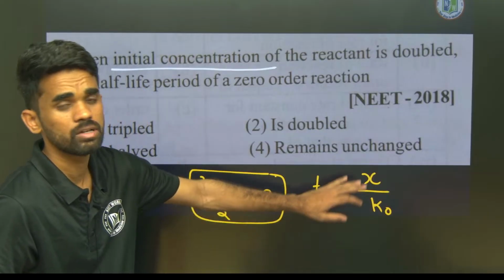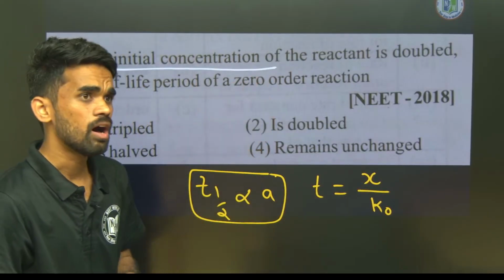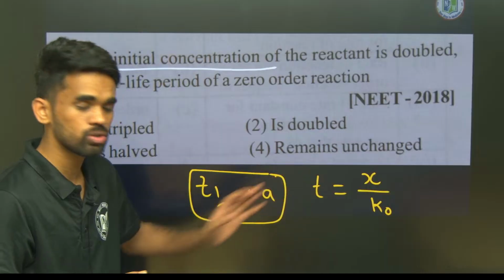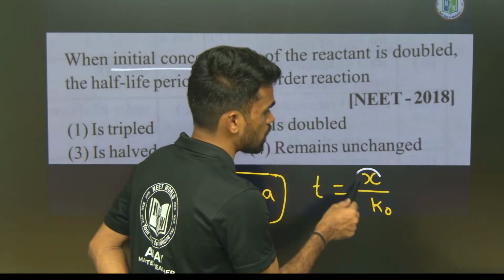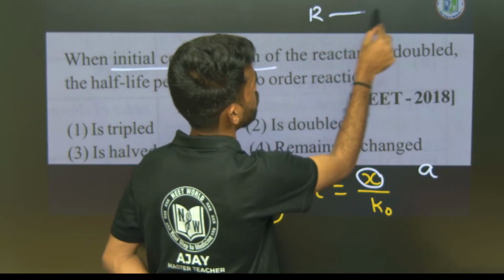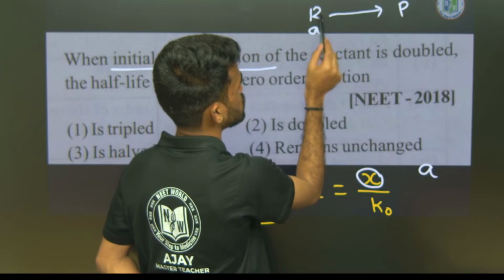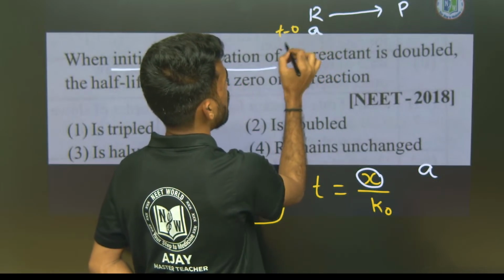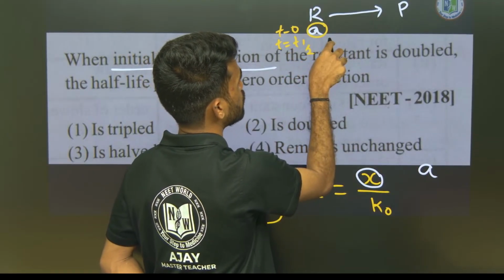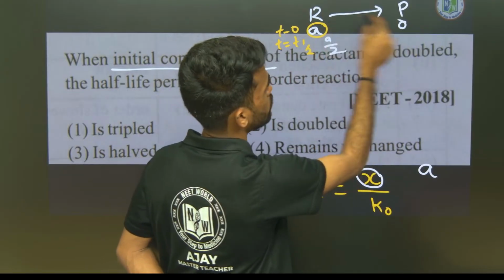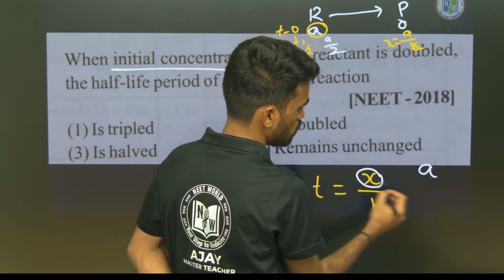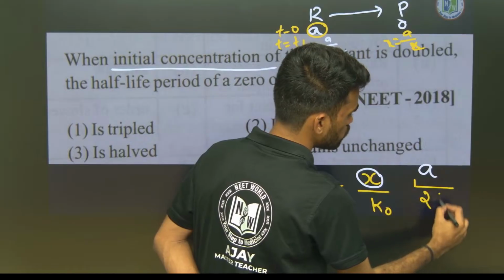If you don't know how we have derived this, just watch the Chemical Kinetics 2 session 2 in this playlist of this channel. You can get all these things. Now X is the concentration of product formed. Say A is the initial concentration of reactant, forming some product P. If A is the initial concentration at time T0, after some time T half the concentration of reactant will become A by 2. If this is A by 2 and one half is here, this is also A by 2. So our X is also A by 2.